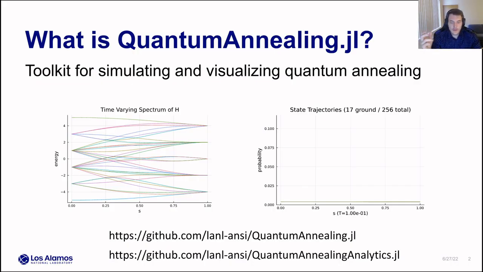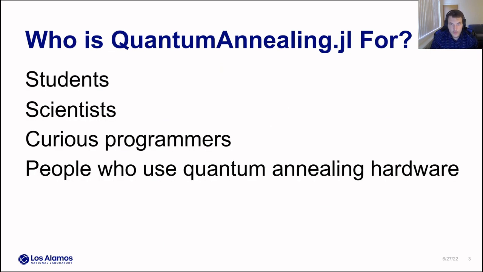So, what is QuantumAnnealing.jl? QuantumAnnealing.jl is a software toolkit which came about as a result of some of the research which we've been doing at Los Alamos Labs, which we thought would be useful to provide to the community in order to hopefully facilitate other people's research as well. It's used for simulating quantum annealing as well as visualizing some of the dynamics which may be occurring within the system. So, who is QuantumAnnealing.jl actually for?